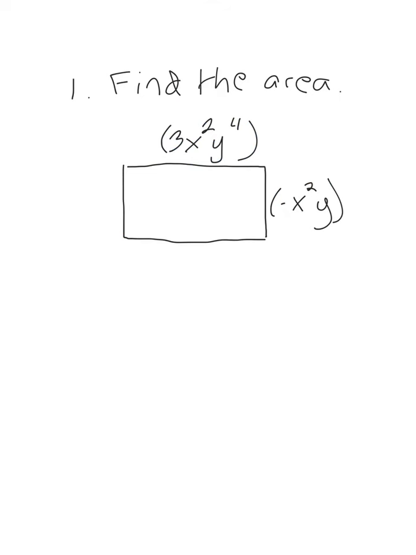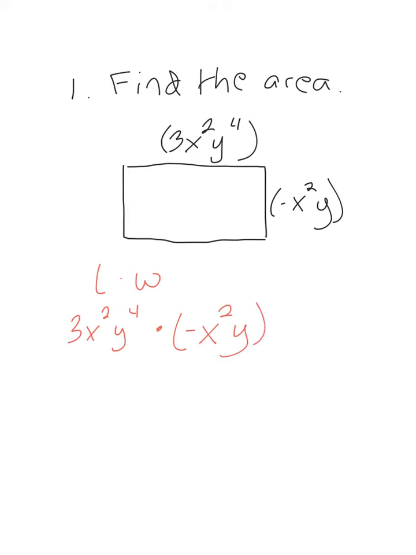Here's our first problem. Find the area. We have a rectangle with a length and a width. Remember, the area of a rectangle is found by taking the length times the width. So we're going to multiply L times W. The length is 3x squared y to the fourth, and we're multiplying it by the width, negative x squared y.